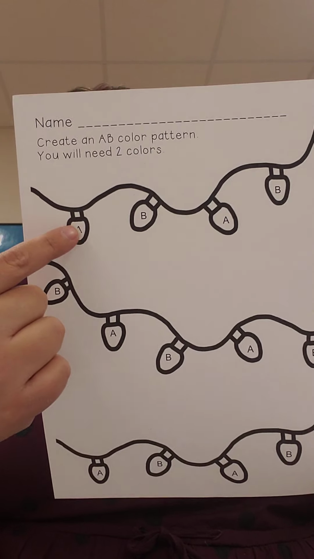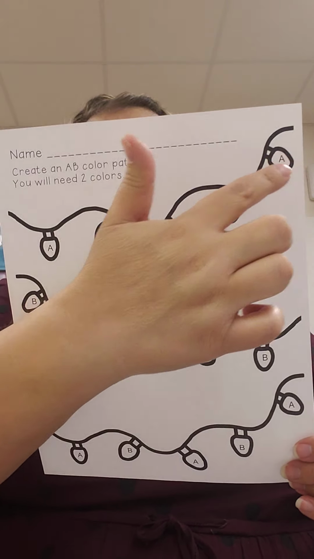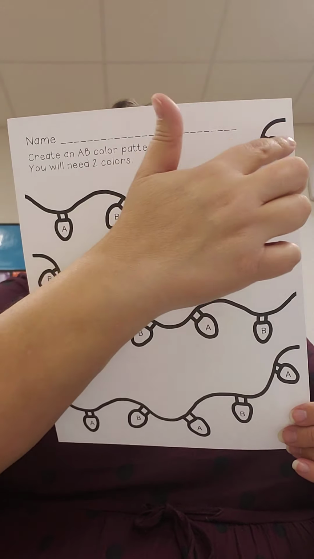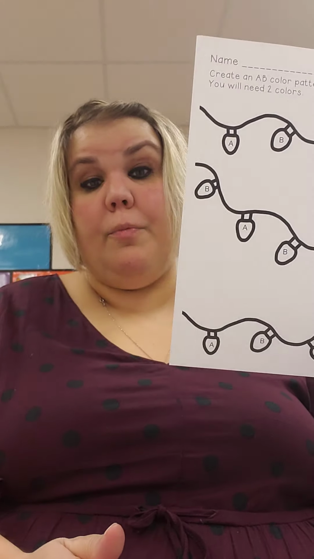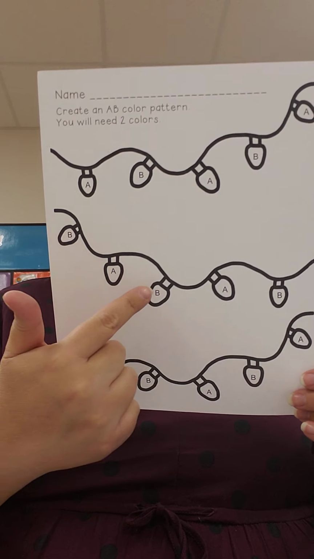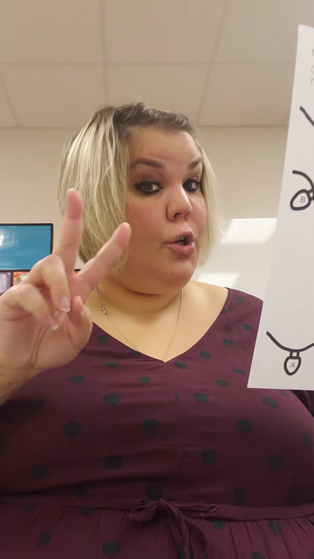So maybe you want red, or yellow, or green, or blue, or whatever color, but it needs to be every other color. Every time there's an A, if you pick red, all your A's need to be red. If you pick green for B's, all your B's need to be green. Because two of the same color cannot be next to each other in an AB pattern. Say, I can make an AB pattern.